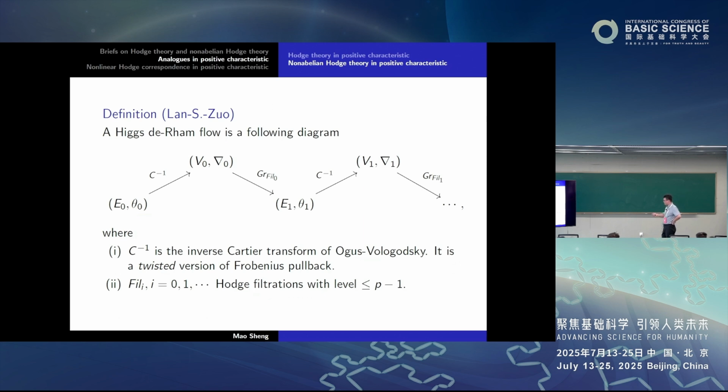At first sight, this is really a soft definition. It looks like you can do arbitrary things, but actually it's not the case if you put in semistability. There's a lot of rigidity in this notion.